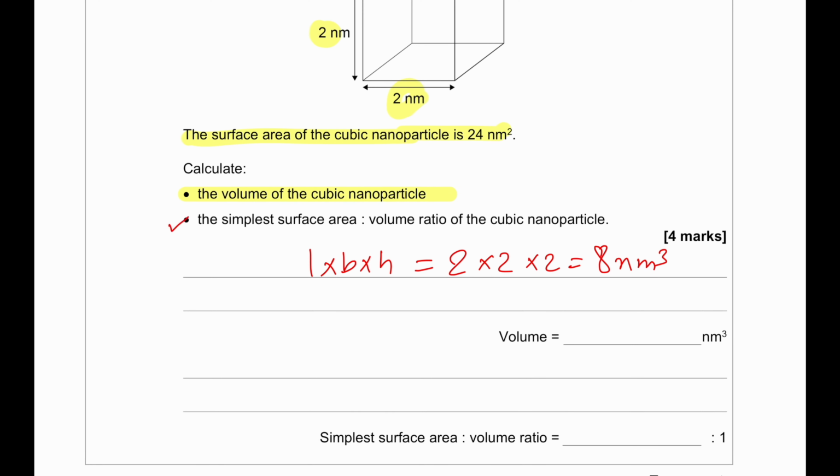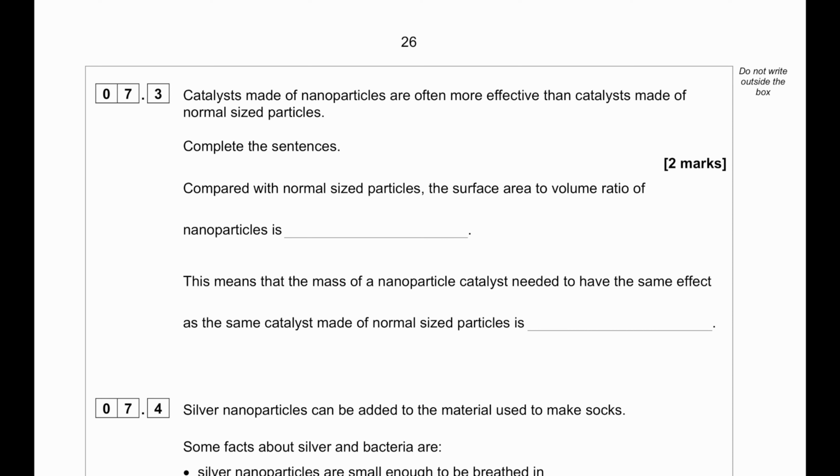Now they want the simplest surface area to volume ratio of the cubic nanoparticle. So surface area was 24, volume 8, so the ratio is 24 is to 8, so it will be 3 is to 1. All right, here the answer will be 8 nanometer cube and the ratio will be 3 is to 1.